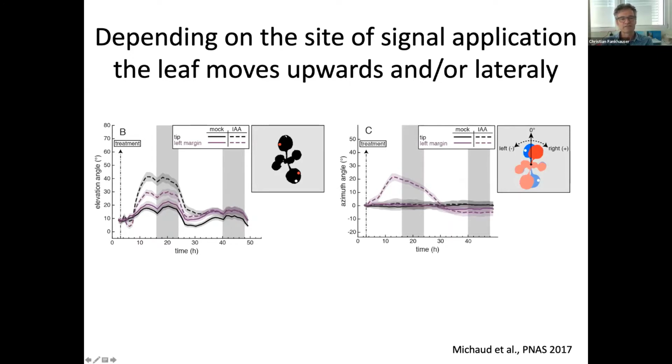So if you provide the signal at the tip of the leaf, this is what I showed you before, this leaf specifically moves up. But if you now want to look whether it moves laterally, which is shown on the right-hand side of the slide, you see that it doesn't move. But if you change this cue selectively now sidewise, the leaf still moves up, which is a good strategy for these plants to try to overtop neighbors, but it now also moves laterally. So it's almost a bit of a radar that you have all around the rim of this leaf, and depending on where it gets the cues, it totally reorients its organ.